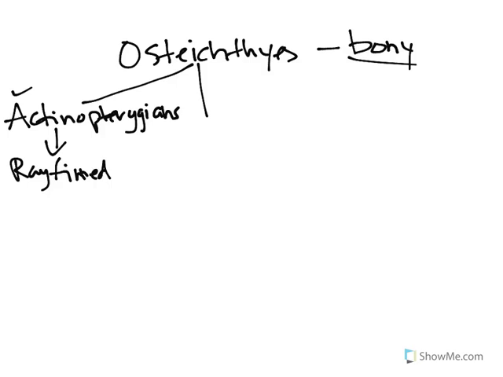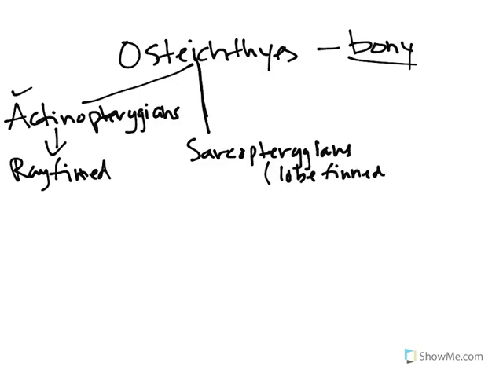Our second group is our Sarcopterygians. These are our lobe fin fish. So what's interesting is the difference between here is our ray fin fish. They have very delicate fins, and they use them to swim. Our Sarcopterygians have very thick, stout fins that they actually use to walk along the bottom of the ocean floor. So if we're going to think about which group here would lead to walking, obviously that would be our Sarcopterygians.